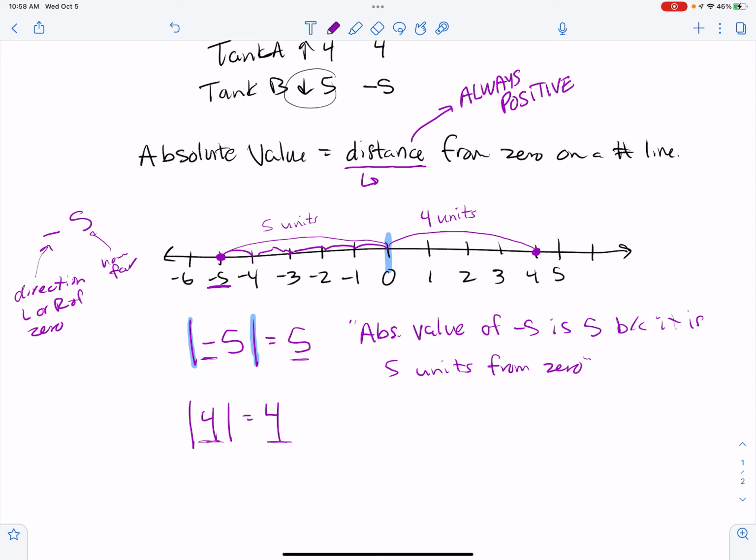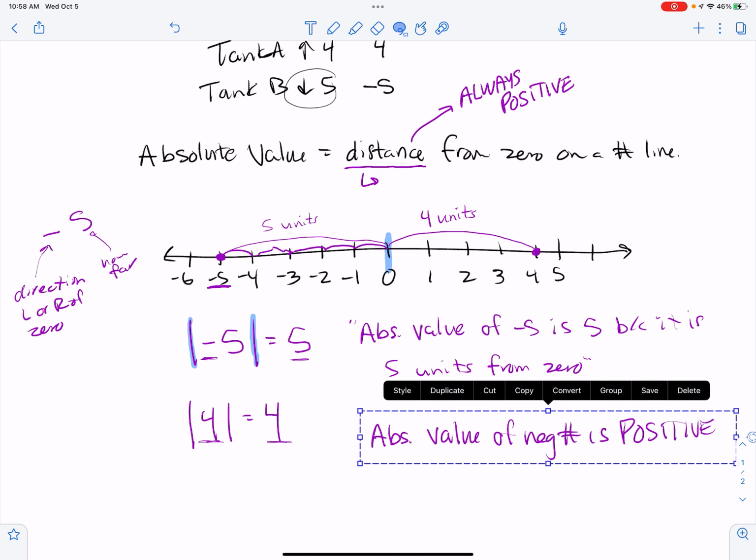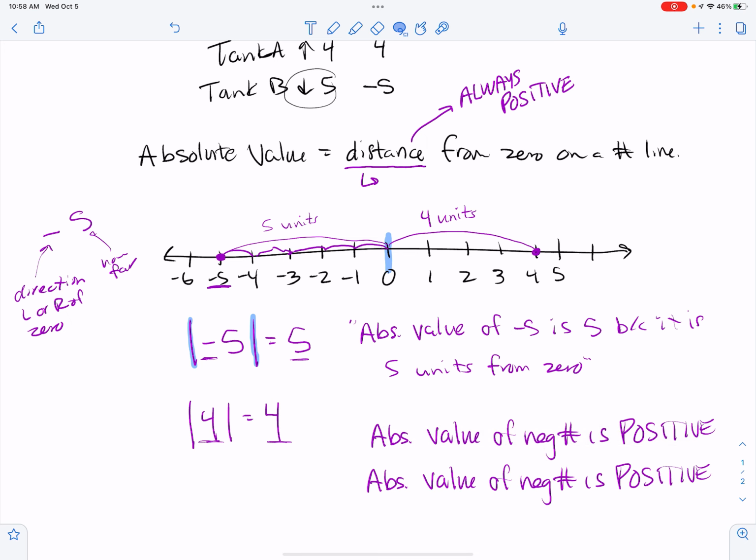So the absolute value of a negative number is positive, and the absolute value of a positive number is also positive. So that is all that the absolute value is.